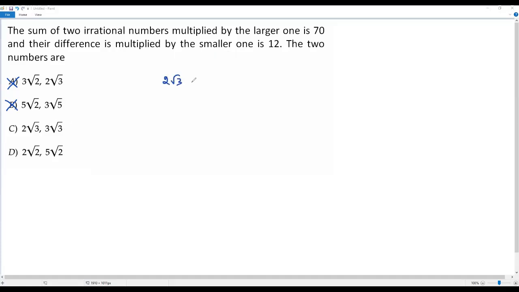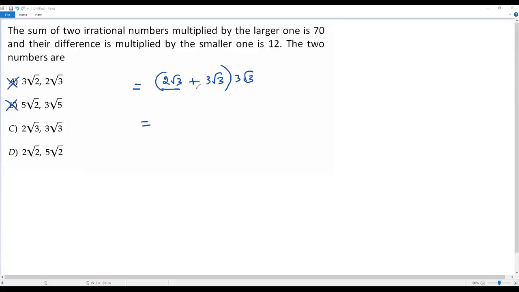Now let me consider the two irrational numbers in answer choice C. 2 square root of 3 and 3 square root of 3. So here these two irrational numbers are like irrational numbers because both of them contain square root of 3. Let me add them and it has to be multiplied by the larger one. Clearly 3 square root of 3 is the larger one.